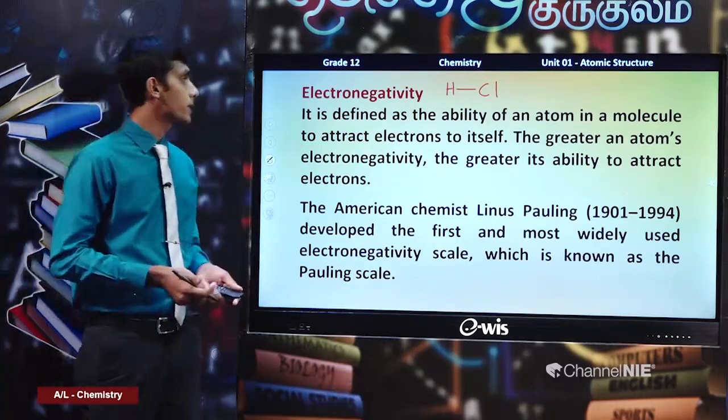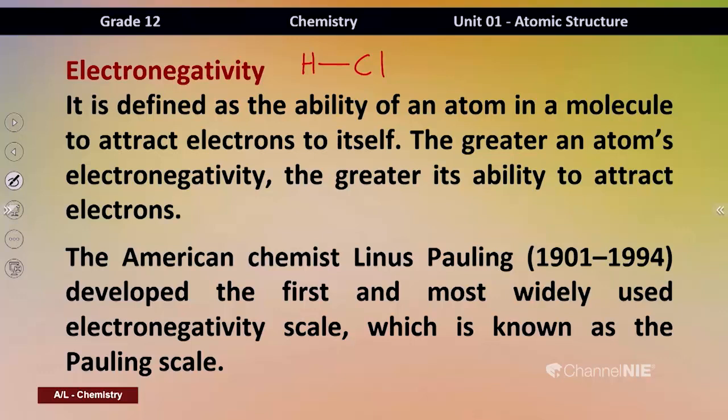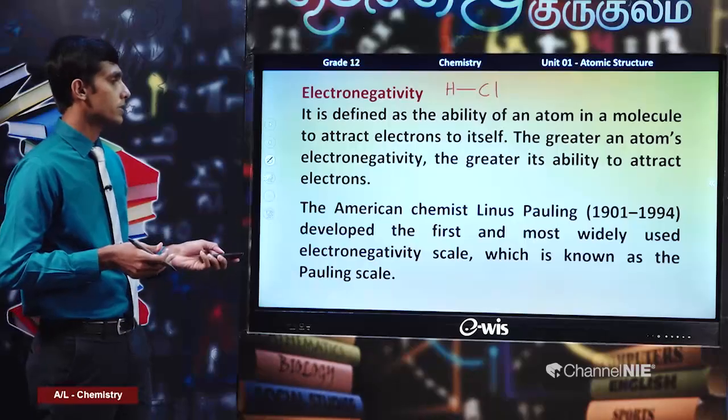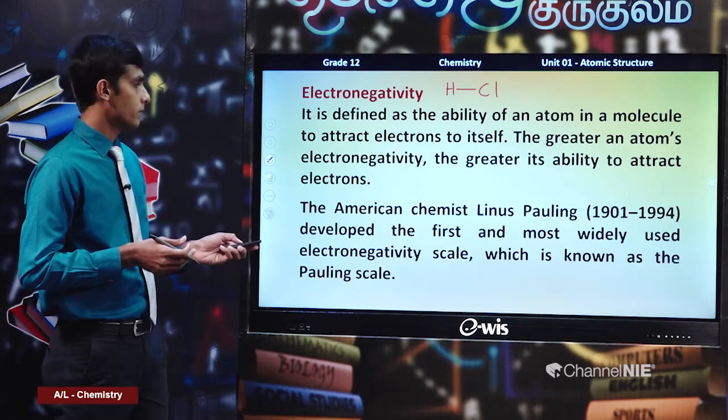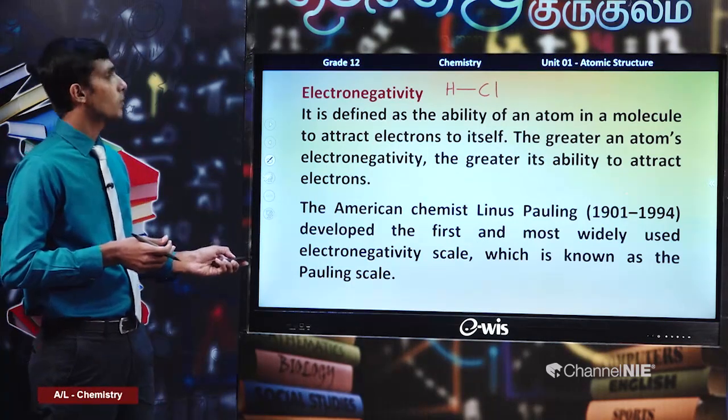Now, electronegativity is defined as the ability of an atom in a molecule to attract electrons to itself. That means the ability of the atom to attract bond electrons towards itself. The greater the atom's electronegativity, the greater its ability to attract electrons. The one who first proposed this idea is Linus Pauling. He developed the most widely accepted scale, which is accepted even today. That is called the Pauling scale.